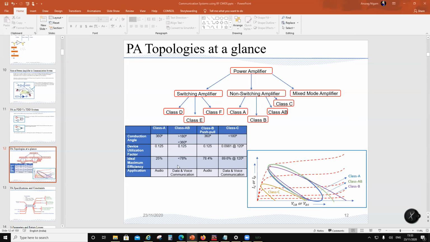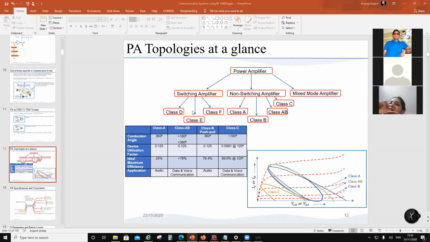Now if you have information in the envelope, you can't do much about this. But if you have a QPSK or DQPSK system where the amplitude is fixed and all the information is in the phase, then you can use a class E or F amplifier or any of the switching amplifiers, because all the information is in the phase. So that's the story there.